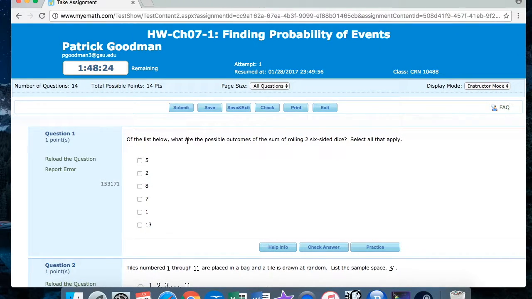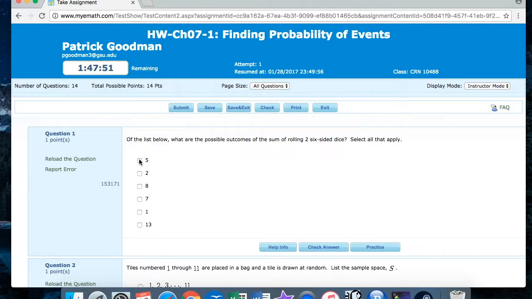So here, let's think about this. So it says, of the list below, what are possible outcomes of the sum? So think of this. Remember, it's the sum, not just the face values, but the sums of rolling 2 6-sided dice. So in other words, if I have 2 dice and I roll both of them, one side is a 2 and the other one's a 3, I sum them together and I get 5. So we just select all that apply. Oh wow, 5 is the first one. Okay, so what are some possible outcomes of the sum?